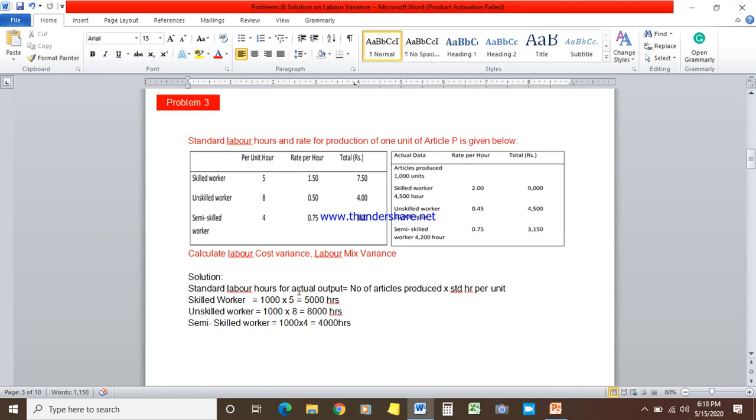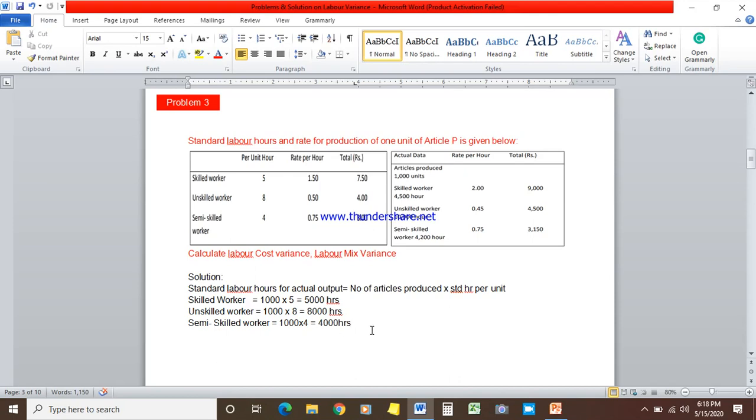So hence the standard labor hours for actual output will be equal to the number of articles produced into standard hour per unit. So accordingly for skilled workers, 1000 units into 5 hours, unskilled workers 1000 into 8, semi-skilled workers 1000 into 4. So this will give us the standard labor hours for the actual output.